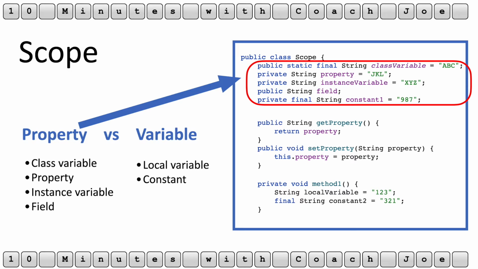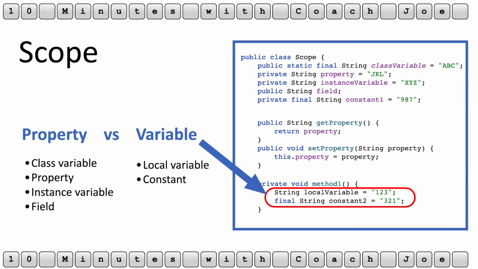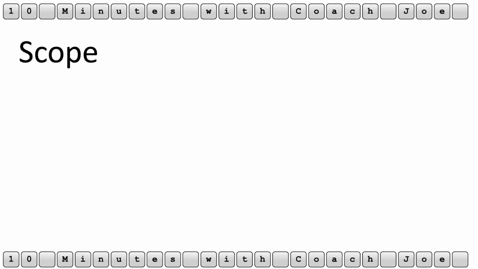For the rest of this lesson, I will loosely use the term property unless otherwise specified. Also, for the rest of this lesson, the term variable will be used to represent a local variable or constant inside a method or code block.